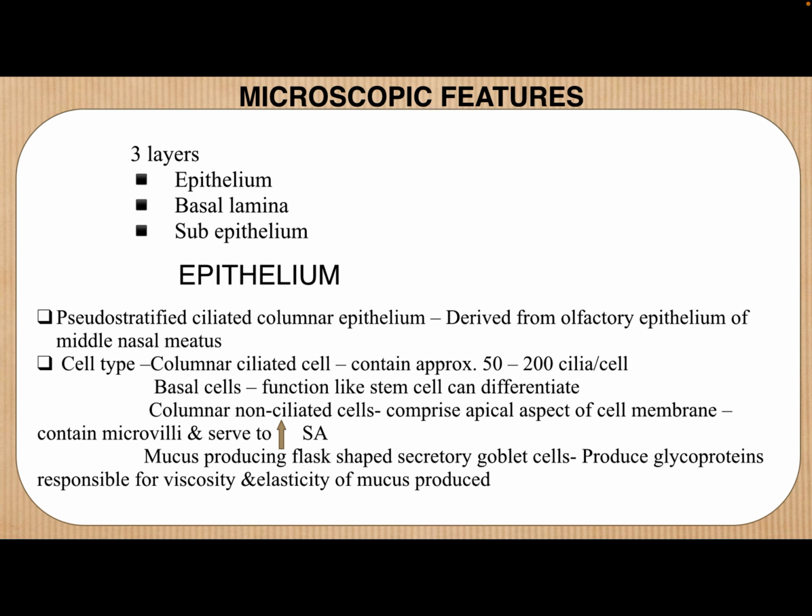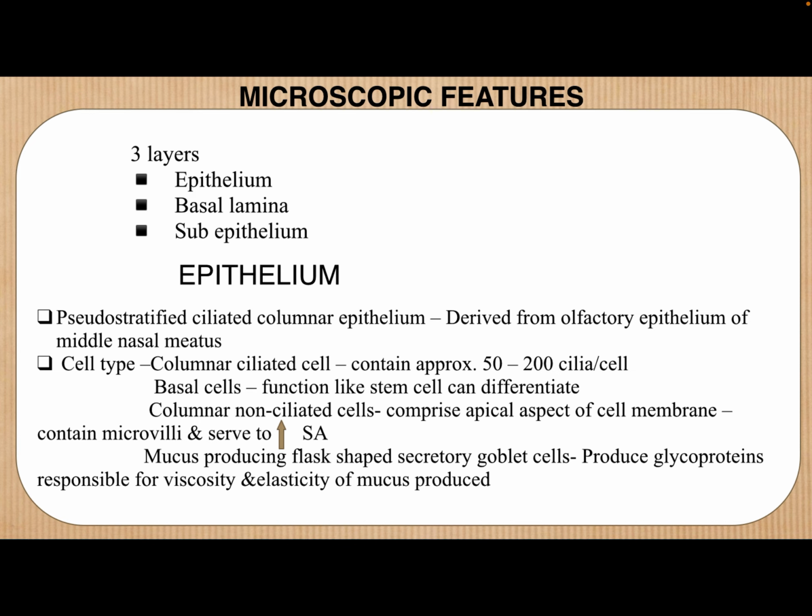The various cell types that can be seen in the epithelium include columnar ciliated epithelium, as already mentioned, which contains approximately 50 to 200 cilia per cell. Basically, four types of cells can be seen in the epithelium. First of all, the columnar ciliated cells, and next the basal cells, which function like stem cells that can differentiate into various other types of cells. It also consists of columnar non-ciliated cells.